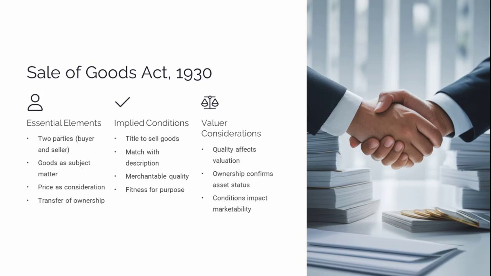The Sale of Goods Act of 1930 outlines essential elements like the roles of buyer and seller, goods as subject matter, and price as consideration. Implied conditions include title to sell goods and matching with description. Valuer considerations impact quality, ownership, and marketability.